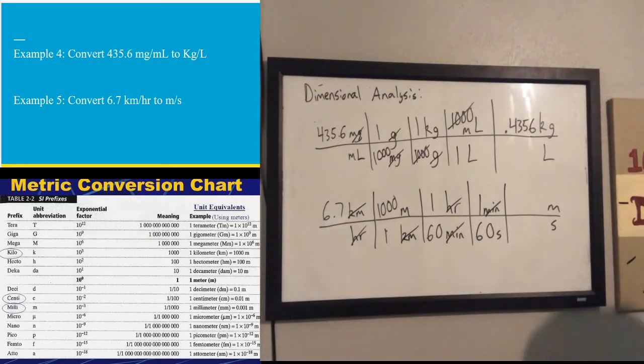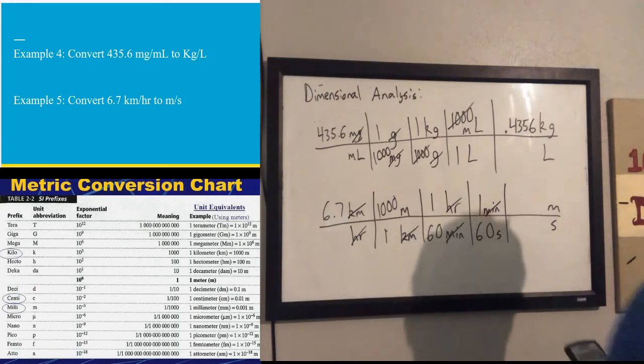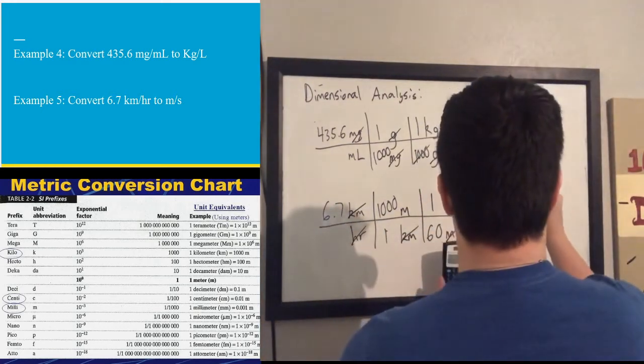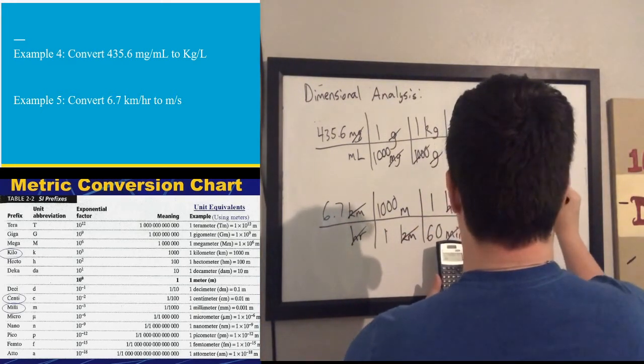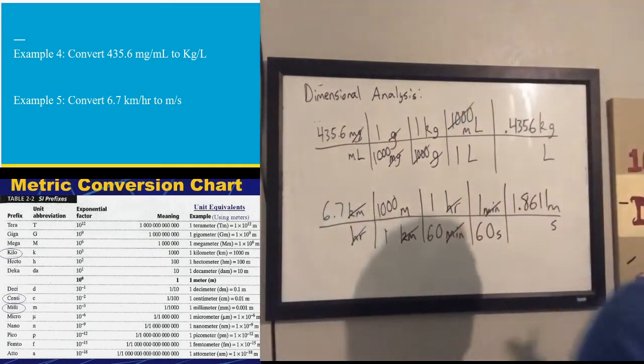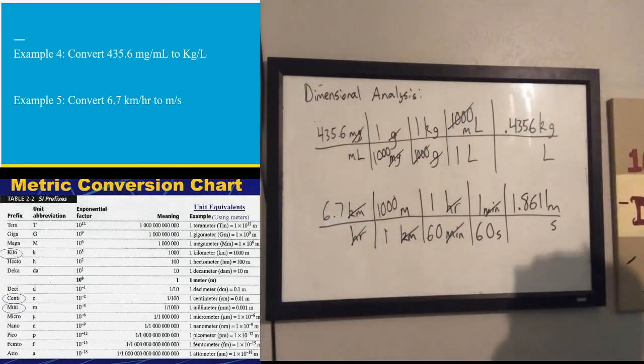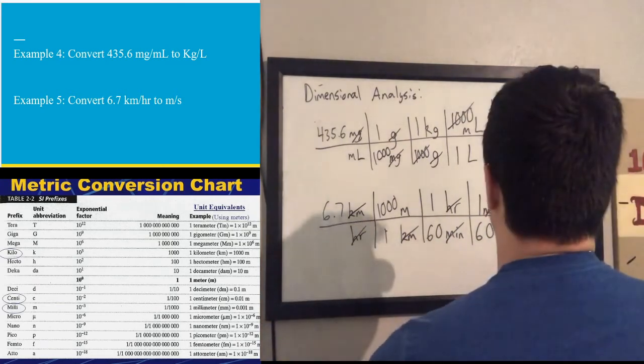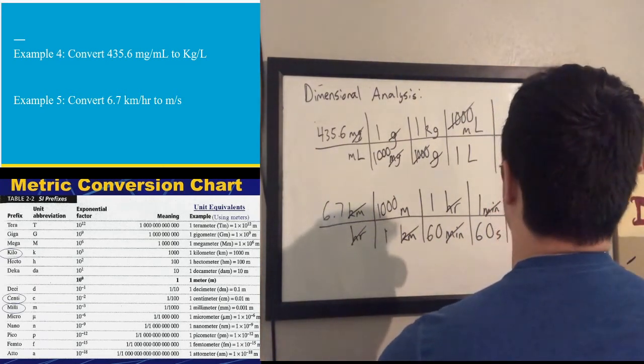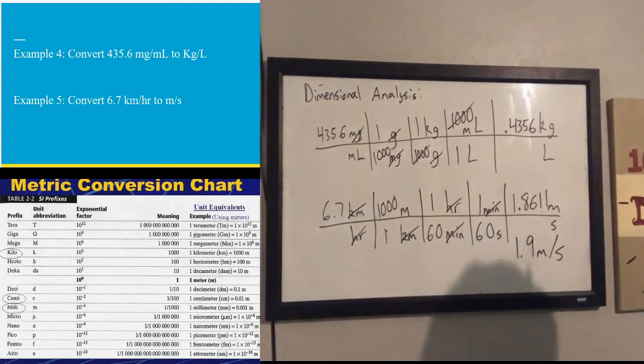So now we get 6.7 times 1,000 divided by those 2 sets of 60s. And what we get is 1.8611111 repeating meters per second. We started with 2 sig figs. We need to make sure we end with 2 sig figs. So my final answer should be 1.9 meters per second.